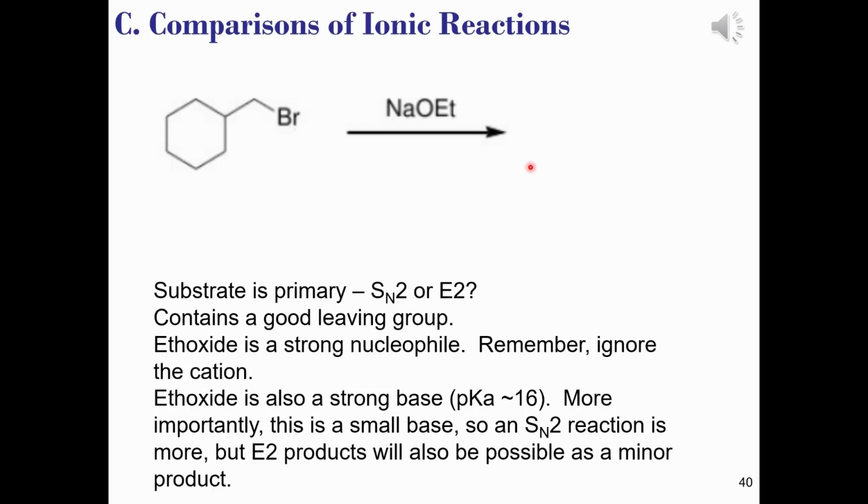Next, we consider the ethoxide as a nucleophile. The reason that we think about this as a nucleophile is because of its small and relatively unhindered size. Yes, ethoxide is also a relatively strong base, but because of its small size, the SN2 reaction is more likely. That's not to say that there won't be any E2 products, but these will feature as a minor product.